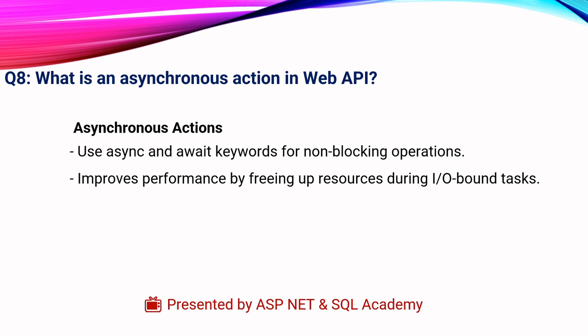Asynchronous actions in Web API use the async and await keywords, allowing I/O bound tasks to run without blocking server resources. This helps improve performance, especially when dealing with external calls like database queries or web requests.